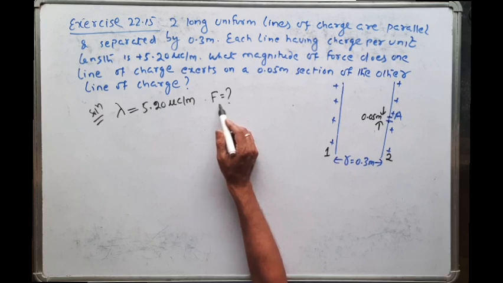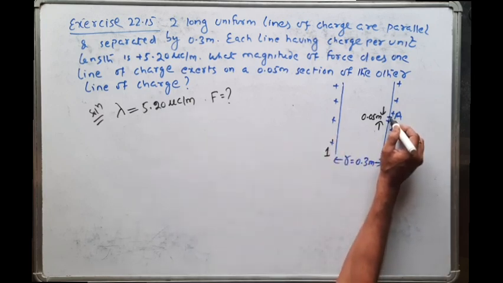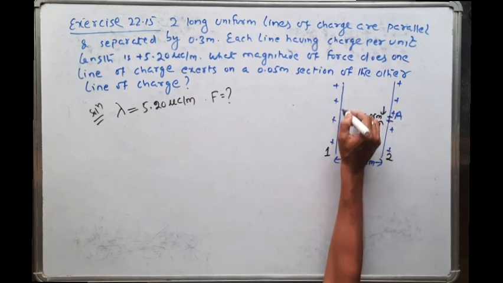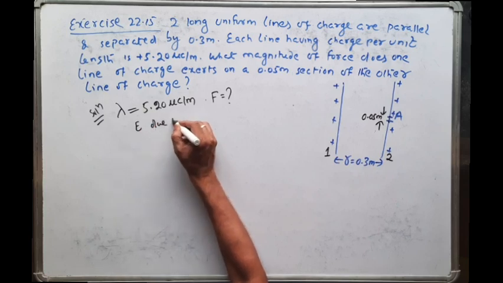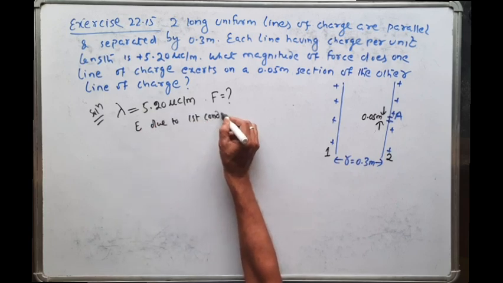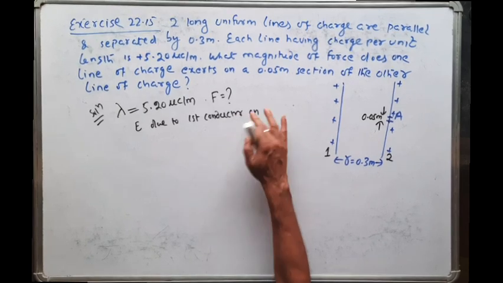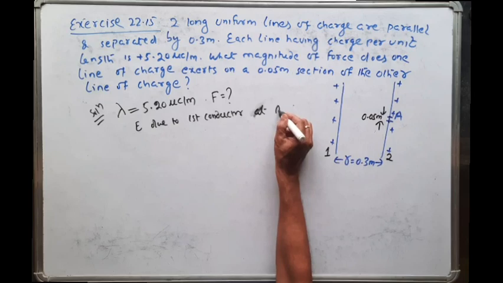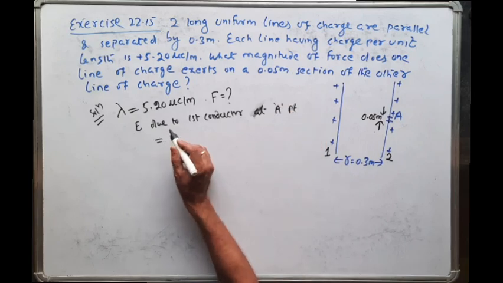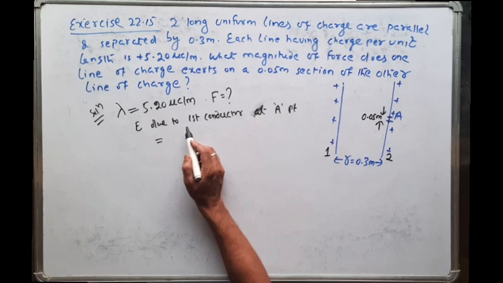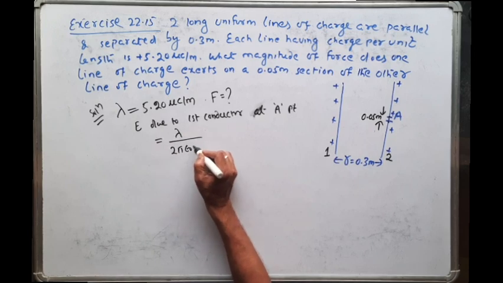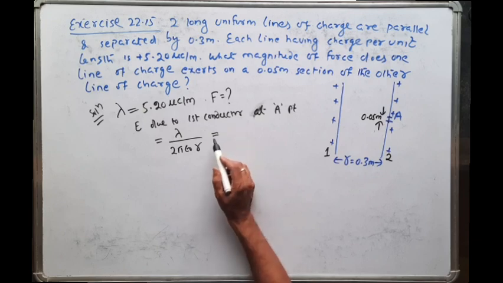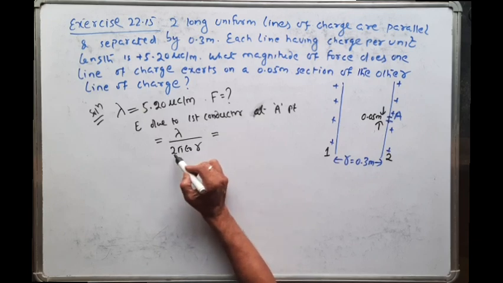So what we'll do? We have to find the electric field intensity at point A due to the first linear conductor. So we can say the electric field intensity due to the first conductor at point A. It was already discussed in the application of Gauss law. What is the electric field intensity due to a linear conductor? The formula is lambda divided by 2 pi epsilon naught into r. So which can be taken by just multiplying 2 in the numerator and 2 in the denominator.